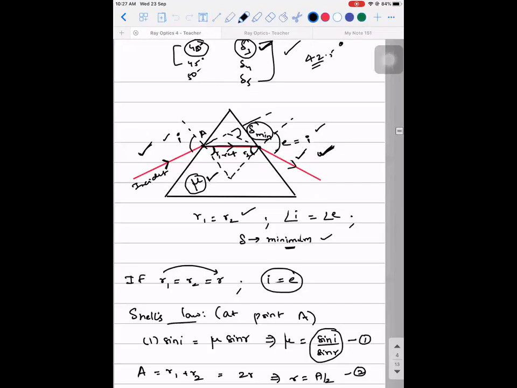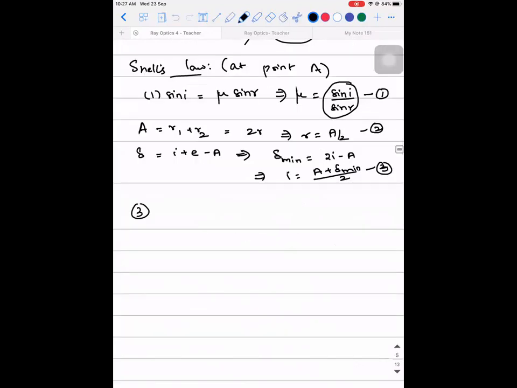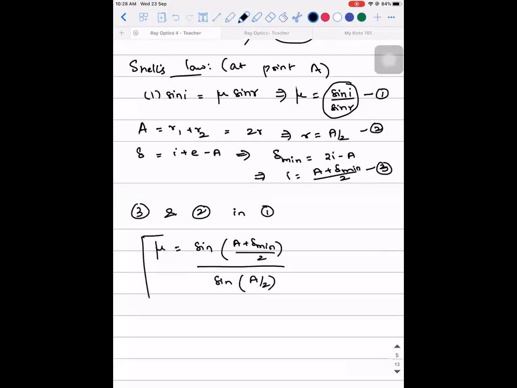Correct? Now if I use 3 and 2 in 1, what do we get? Mu will be equal to sine i. In the place of i, I can write it as A plus delta minimum by 2, by sine r. r is how much? A by 2. Now if you observe, this is going to be the formula of the refractive index of the prism, under the condition of minimum deviation.